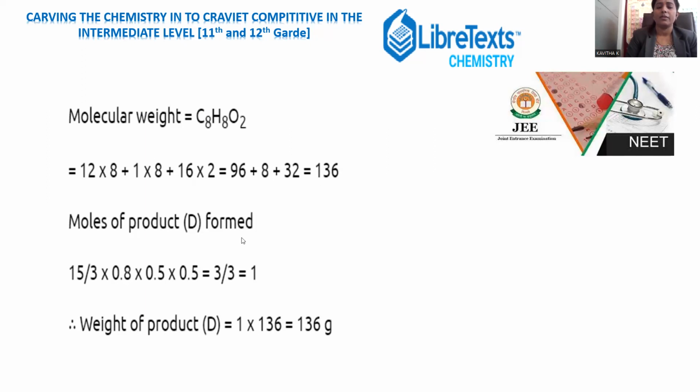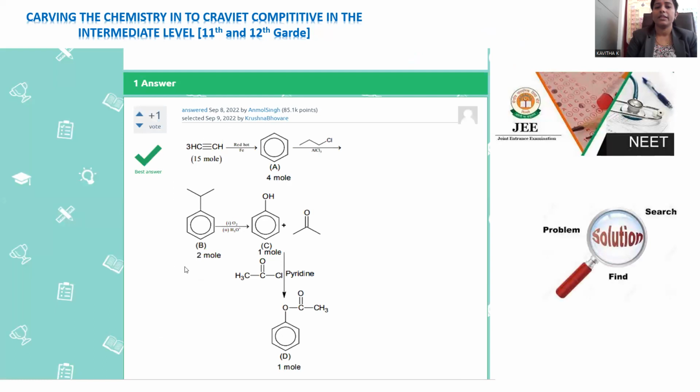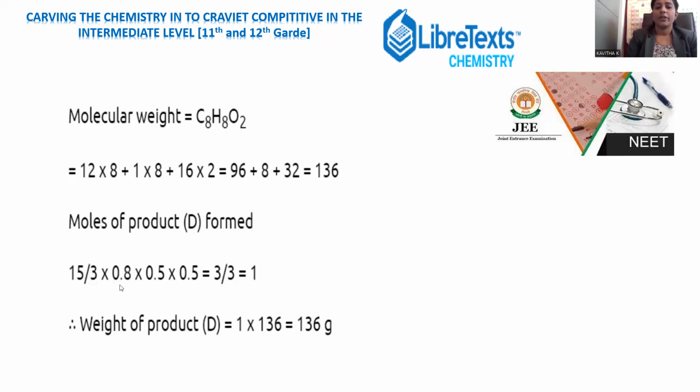Moles of the product formed. We need to calculate how many moles of product will be formed. 15 moles of acetylene will be taken. So 3 moles gives the product. Actually 15 moles, how much product will be generated, that can be taken by 15 by 3. In the same way we need to go for the remaining also. 15 by 3 is given for the starting one, and 0.8 is given for the second one. 0.5 can be taken for the remaining product formations.